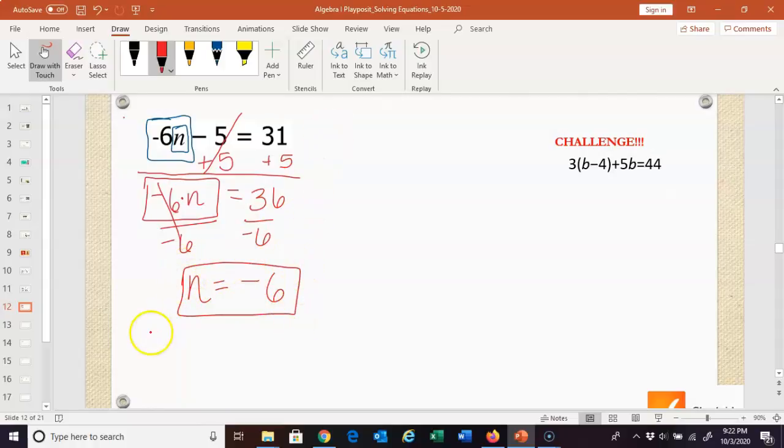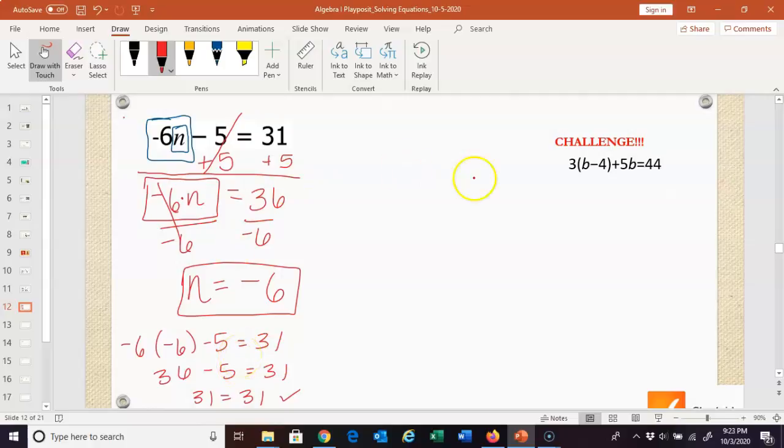Now let's check it. So we're going to plug in -6 for n and see if it's true. So -6 times -6 is a positive 36 minus 5. Sure enough, 31 does equal 31. And you can use your calculator to help.